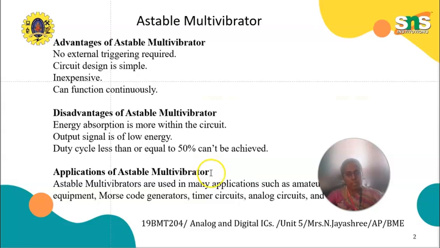So these are the applications of the Astable multivibrator. The Astable multivibrator is used in many applications such as amateur radio equipment, Morse code generators, timer circuits, analog circuits and TV systems. So these are the advantages, disadvantages and applications of Astable multivibrators.